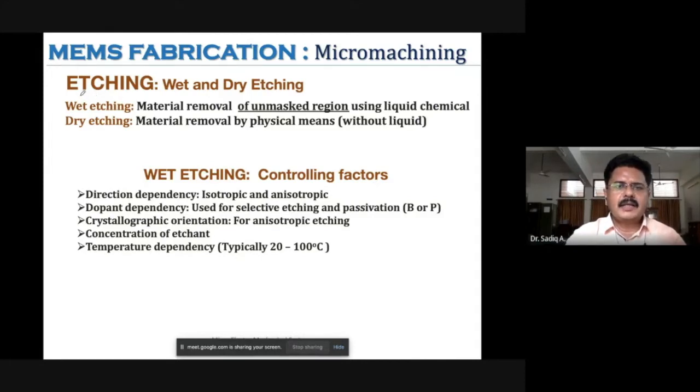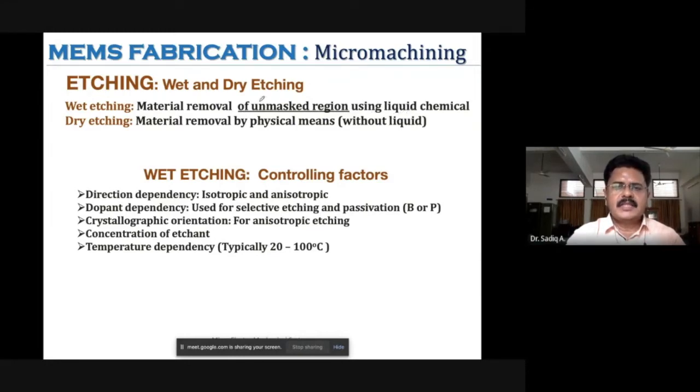The typical method used for micromachining is etching. Etching, we know, is a removal of material. In MEMS fabrication, there are two kinds of etching possible. One is called wet etching, another one is called dry etching. Wet etching means the material removal of the unmasked region using a liquid chemical.